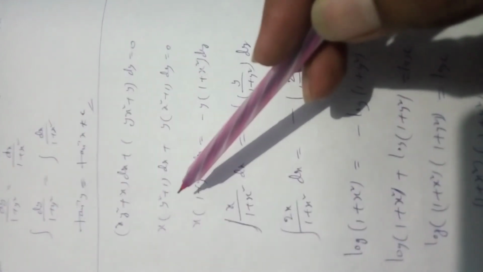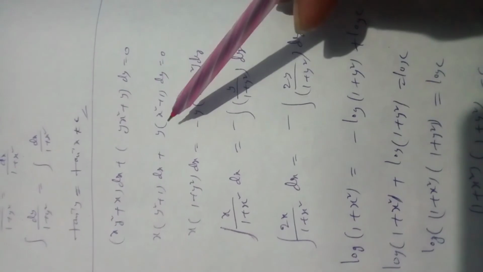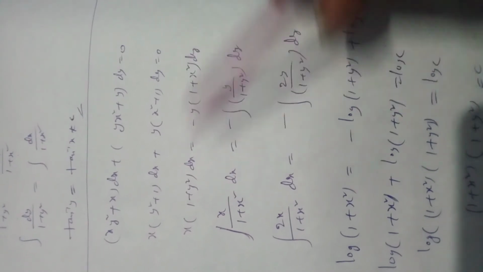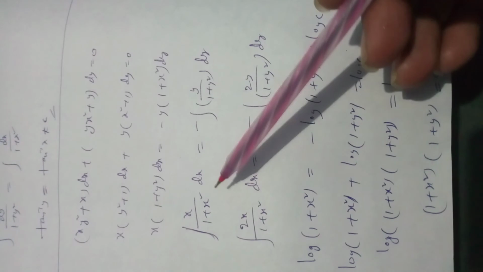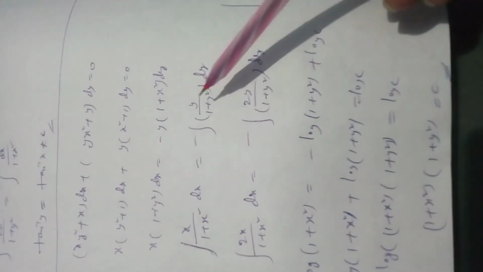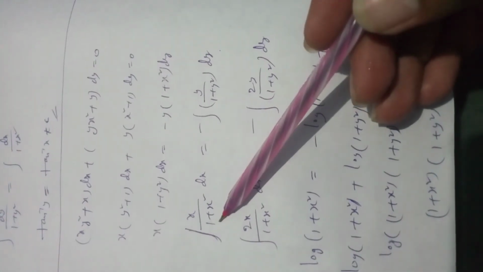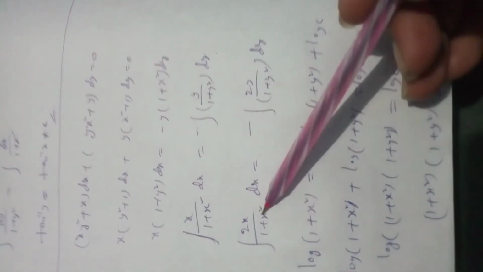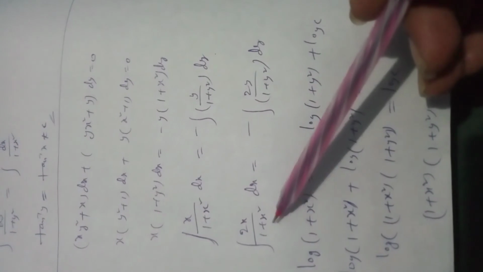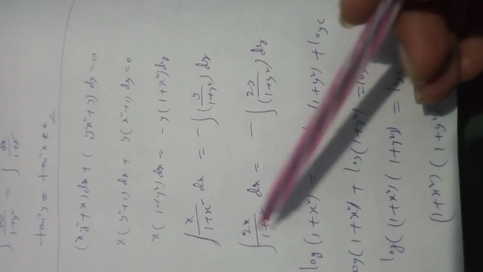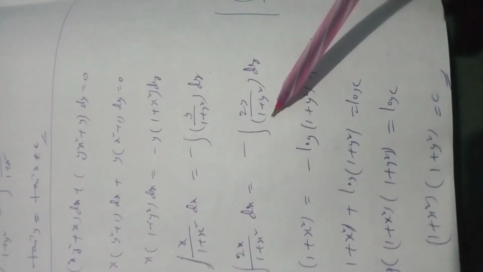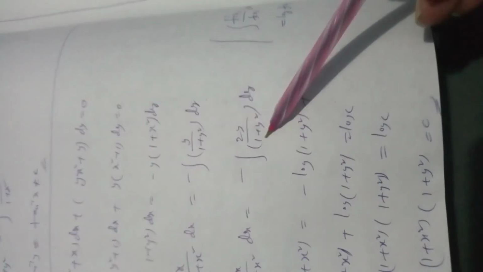Next question, this one. Here x is outside: (1 plus y square) dx plus y outside, (x square plus 1) dy. Separate the x terms and the y terms. So the integral of x by (1 plus x square) dx equals minus the integral of y by (1 plus y square) dy. What is the integration process? The derivative of 1 is 0, and the derivative of x square is 2x, so on both sides I am multiplying by 2. The derivative of 1 plus x square is 2x, and the derivative of 1 plus y square is 2y.